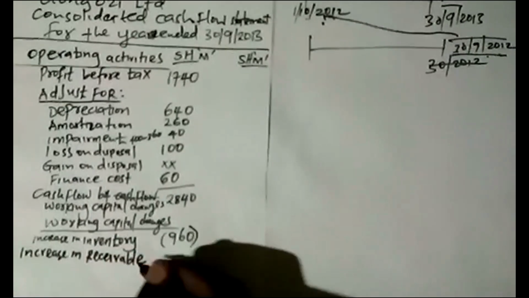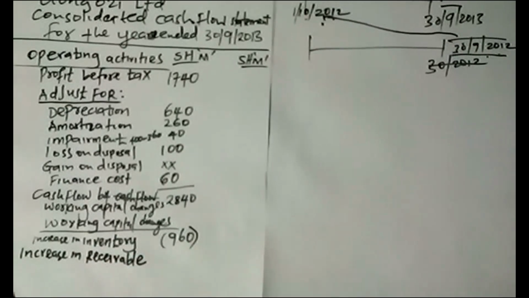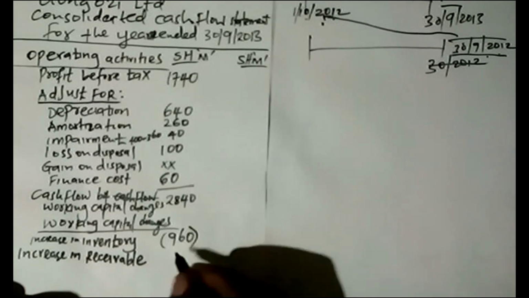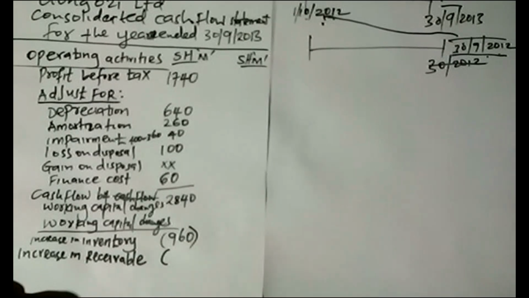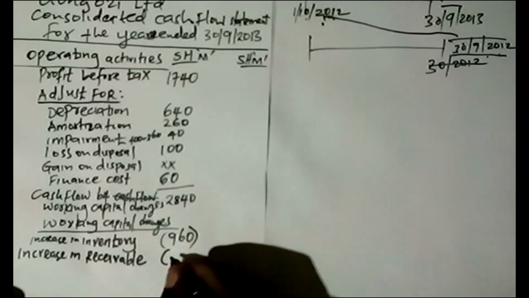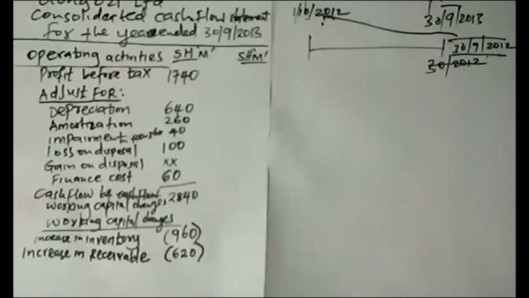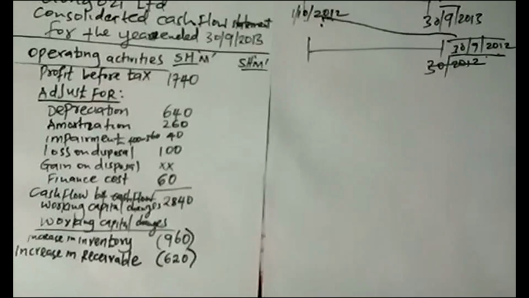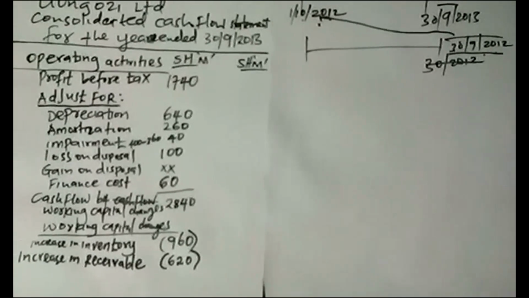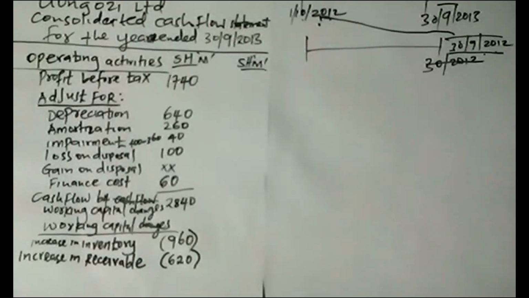Remember that when your debtors increase, it means again you have given them money. So you are giving money out to your debtors. The figure is 620. So that is a cash outflow. Your debtors have increased, so there is money out. You are rendering more money to your debtors.